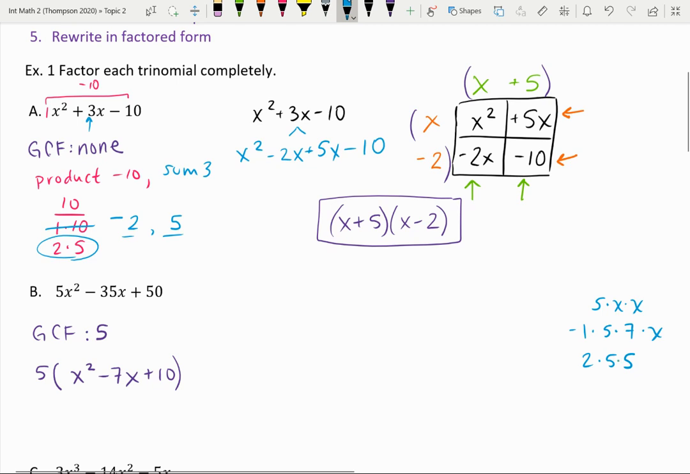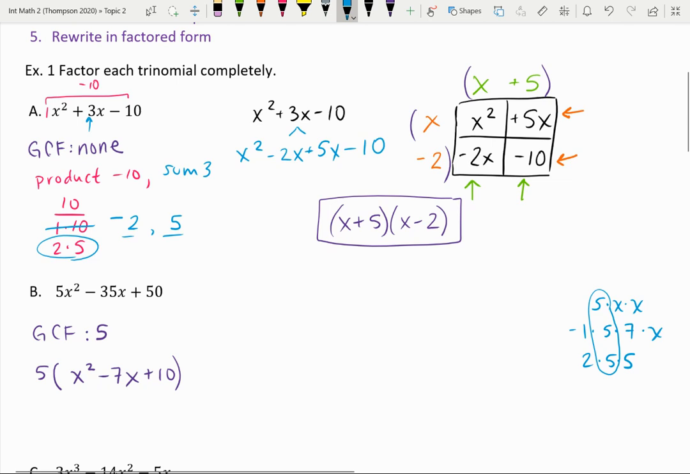Looking at this list, what do they all have in common? They all have a 5, which is why I pull out the GCF. And then everything that's left are my terms inside. So x times x gives me the x squared. Negative 1 times 7x gives me the negative 7x. And the 2 times 5 gives me the 10. It's the same work. I'm just trying to skip us ahead a little bit and doing these smaller ones without having to write out all the prime factors. Okay.